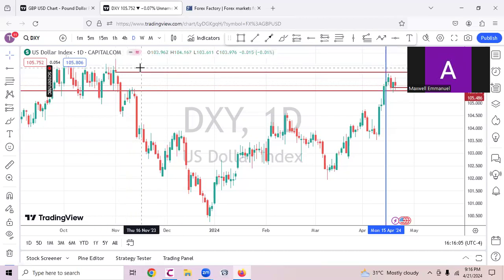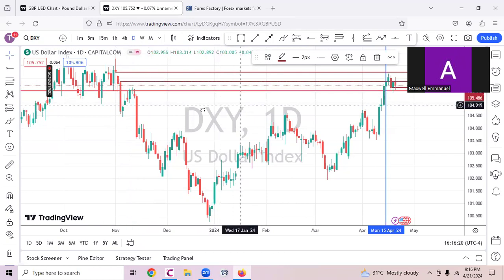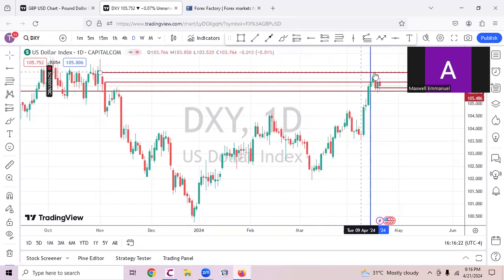You can see the gap in between the low of this shooting star and the high of this bearish candle. Okay, so we had a fair value gap, and you can see that gap has been filled. So there's a high probability that price will pull back or reprice to fill an imbalance that was created here.